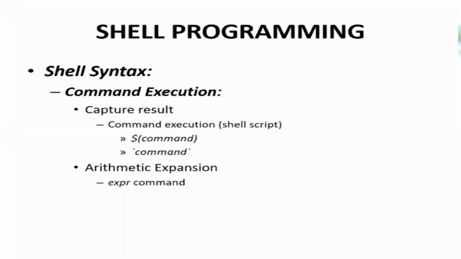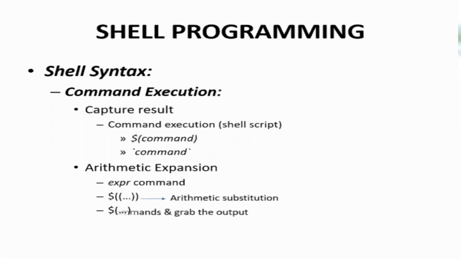Here we have a difference between these two. With dollar within double parenthesis, we need to specify some expression. That is called arithmetic substitution. If I use dollar within double parenthesis and write an expression, then it is called arithmetic substitution. But if I specify dollar within parenthesis and some command name, then it executes the command and grabs the output.